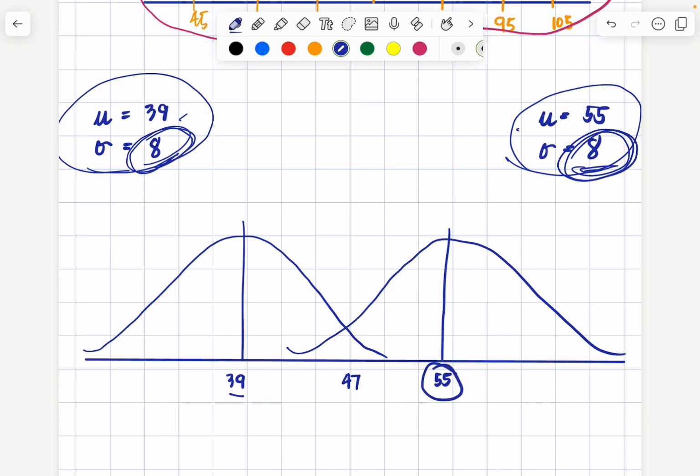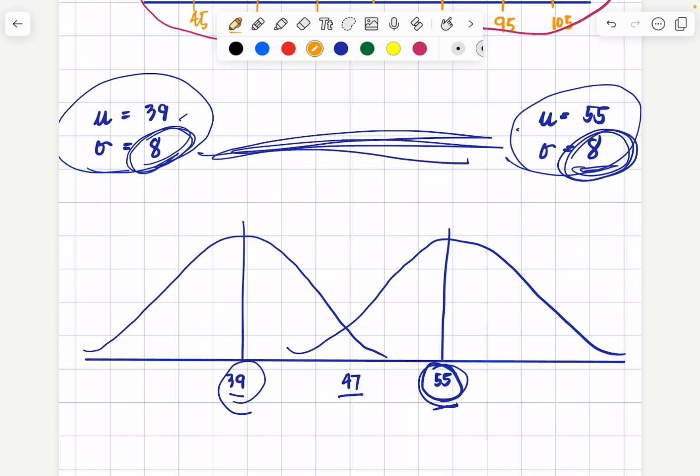So 39 plus 8, 47. 47 plus 8, that is 55. Mura ra siya, giisdog ra nimo ang curve. For example, diri sa pikas, ang iyahang mean kay 39, dali sa pikas 55. So kay the same man siya og standard deviation 8, mura ra kag nag-isdog sa imuhang curve. Kay same man ang ilahang gap daanhi. 8 man ang ilahang standard deviation.